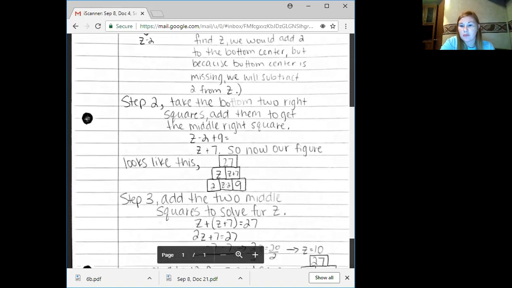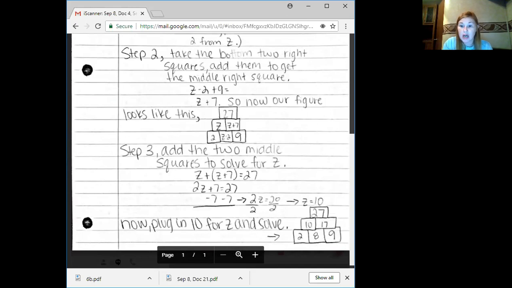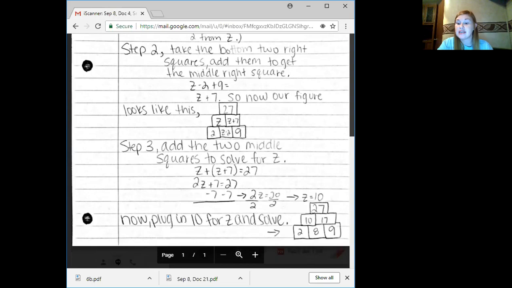So now our pyramid's going to look like this. 27 on top, z plus 7, 2, z minus 2, and 9. And then step 3, we're going to add the 2 middle squares to solve for z. So we're going to get z plus, and then parentheses, z plus 7 equals 27. So then we're also going to add the like terms there, and then we're going to subtract to get our answer for z, which is 10.